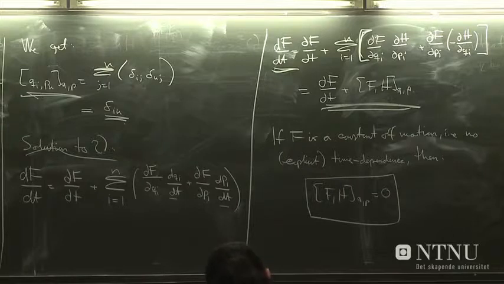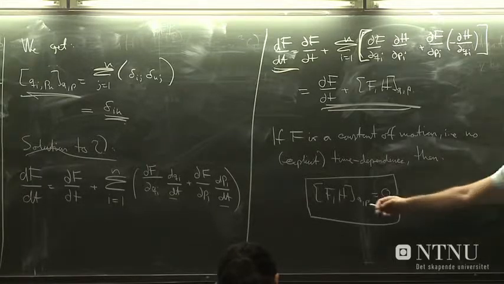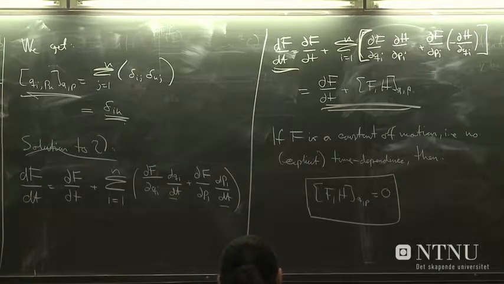So this is actually a condition for f to be a constant of motion. For any quantity f, we can compute the Poisson bracket with the Hamiltonian and then immediately identify whether or not it's a constant.